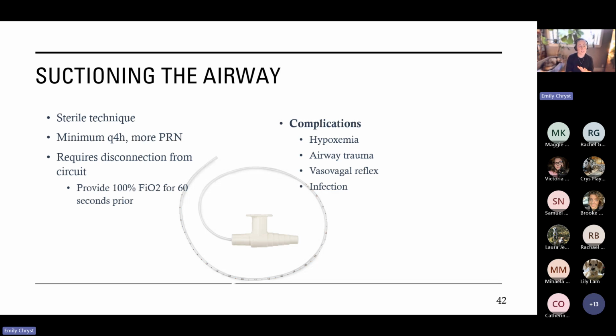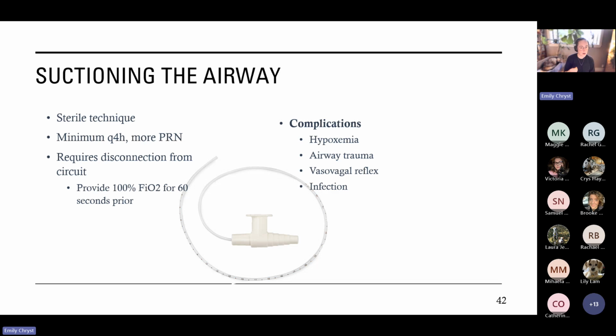And this does require disconnection from the anesthetic circuit. So it requires coordination with the doctor that's going to perform the suction. And we are going to use that oxygen boost button to give that extra oxygen for a full minute prior to disconnecting. Oftentimes we're going to suction twice, but in between suctions, we're going to reconnect, give 100% oxygen, and then disconnect and suction again.